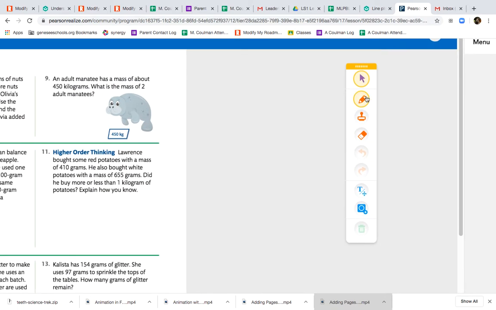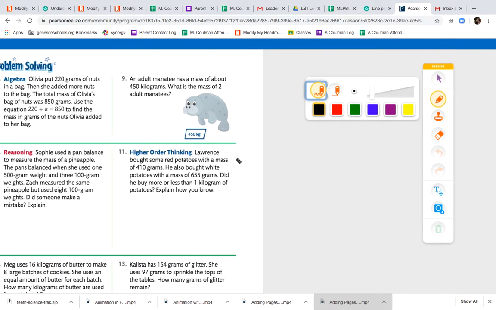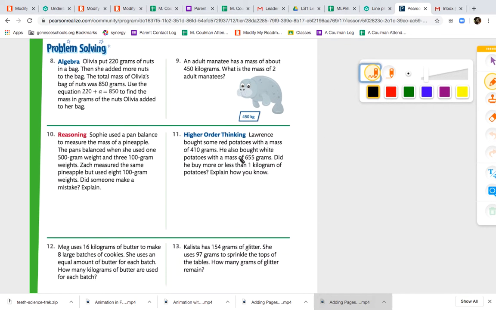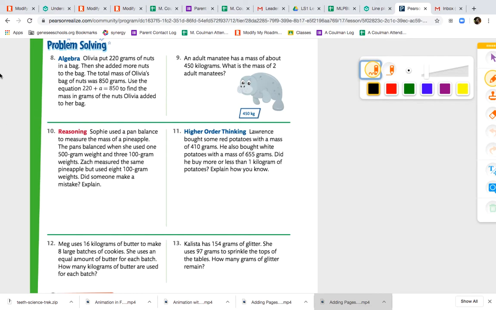And on the next page, we have some math problems. We'll look at the first one, talks about algebra. Olivia puts 220 grams of nuts in a bag. She added more nuts to the bag. The total mass of Olivia's bag of nuts was 850 grams. So she used the equation 220 plus A equals 850 to find the mass of the grams of nuts that she added to the bag.